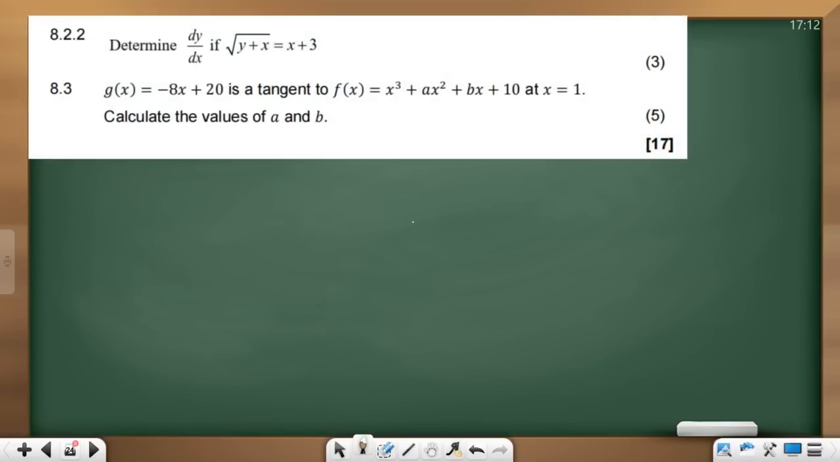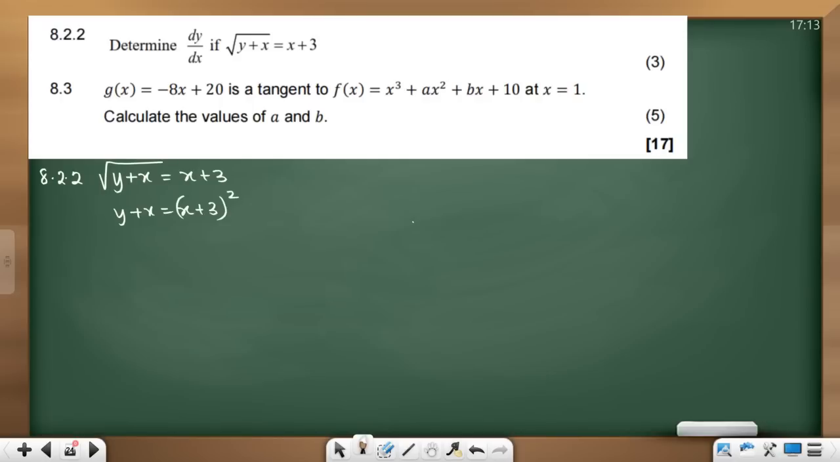Okay. Determine dy/dx for 8.2.2. We are told the root of y equals x plus 3. Now, before you derive, you must find what y is. Let's square both sides.